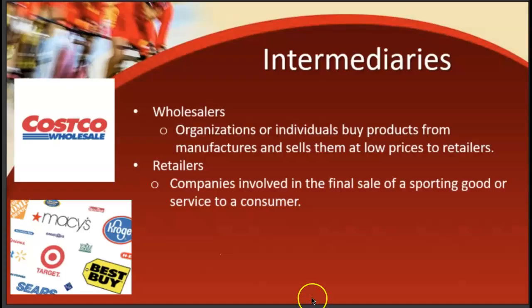So what is an intermediary? Intermediaries have two types, right? The first type we call wholesalers. Wholesalers are organizations or individuals, companies that buy product directly from the manufacturer and sell it at a low price to retailers or small shops. A lot of the time wholesalers don't sell product directly to the customer, right? They buy it at a low price from the manufacturers.